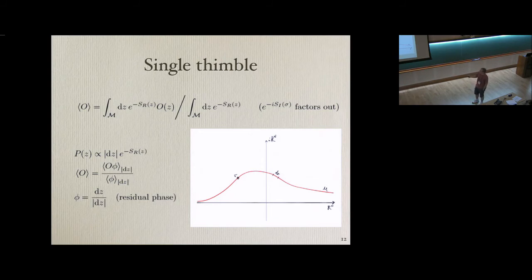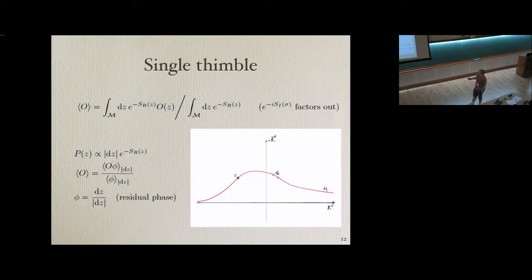Now, when you sample one single thimble, what's nice about it is that the imaginary part of the action on the single thimble in the ratios completely drops out, and what you're left with is this simple integral. So basically you have to sample an integrand that is obviously positive, if you want to do a Monte Carlo. So in principle, the sign problem seems completely solved. There is no imaginary piece in the action.